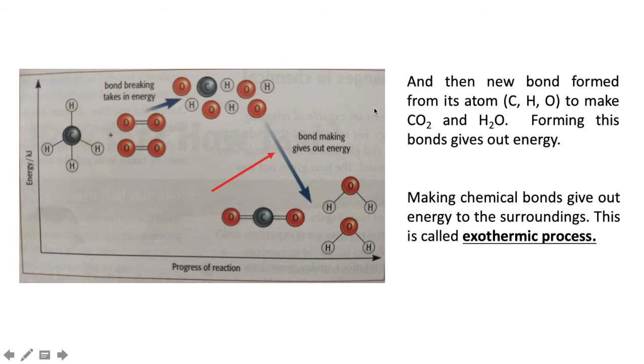And then new bonds are formed from the atoms. CO2 is made from C and 2 O, H2O is made from 2 H and 1 O. Forming these bonds gives out energy. Making chemical bonds gives out energy to the surrounding. It will release energy to the surrounding. This is called an exothermic process.